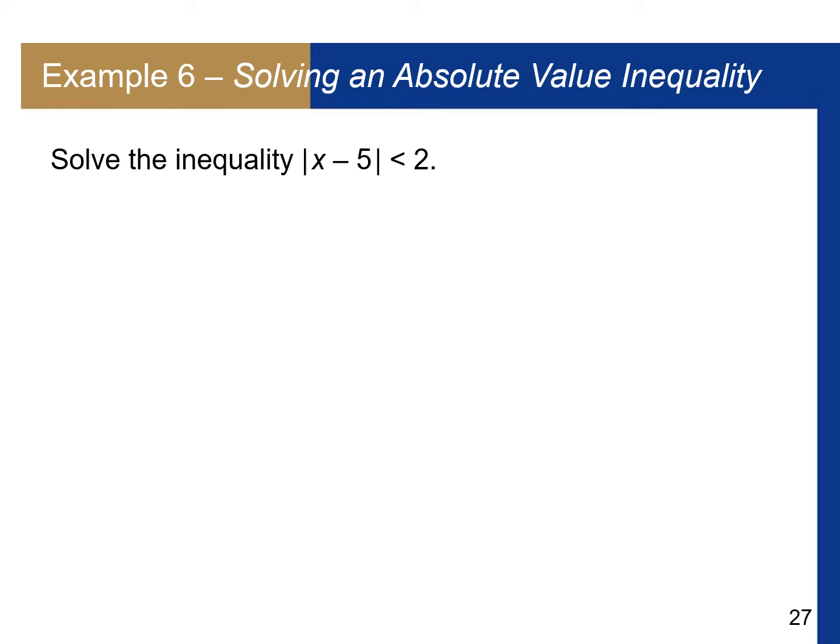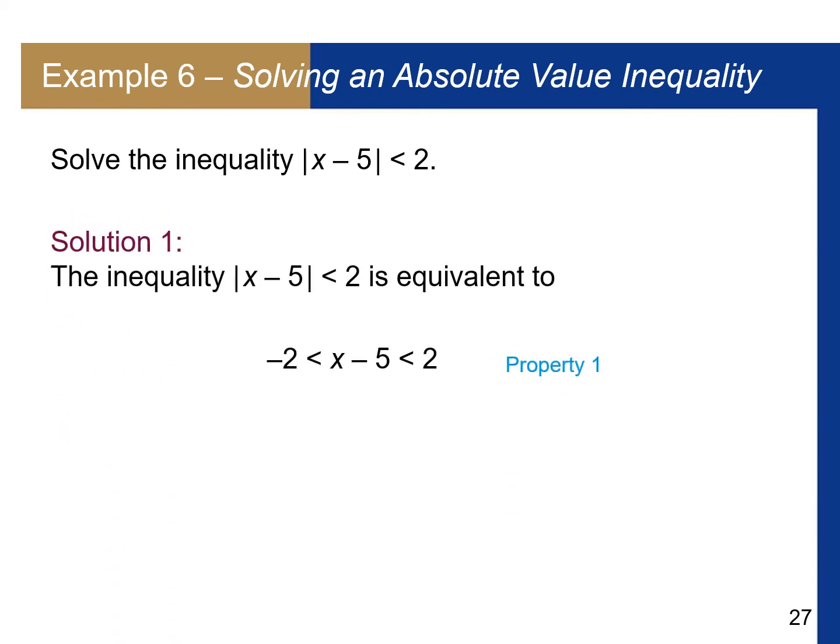So here I have less than 2. X minus 5 is less than 2. So that means I'll have x minus 5 from the center. X minus 5 is greater than negative 2 and less than 2.